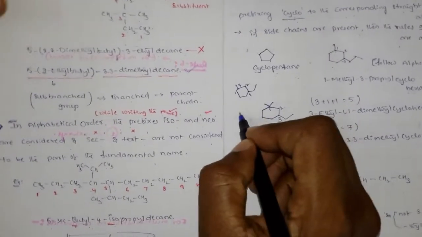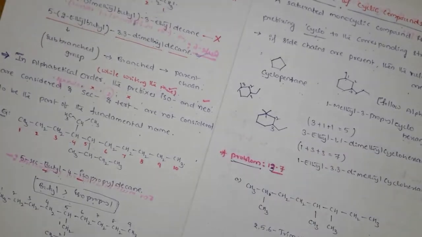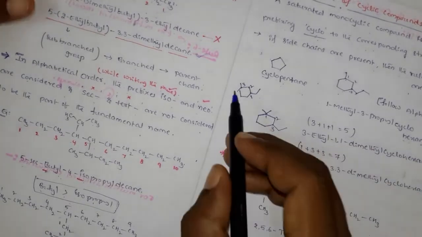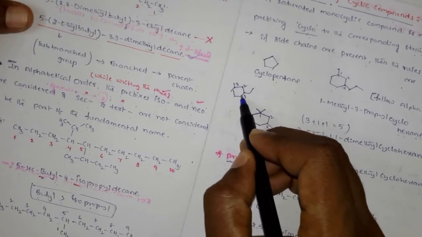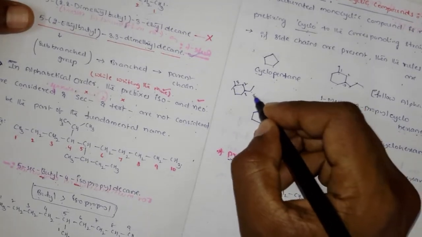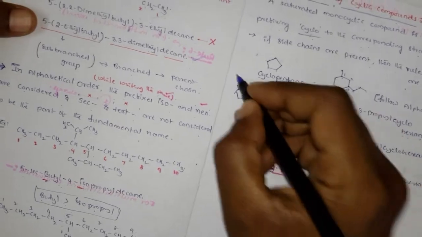Suppose you have this example. What do you have to do? Now you have to assign the numbering like this, 1, 2, 3, not 1, 2, 3, because here this is the ethyl and this is the methyl.